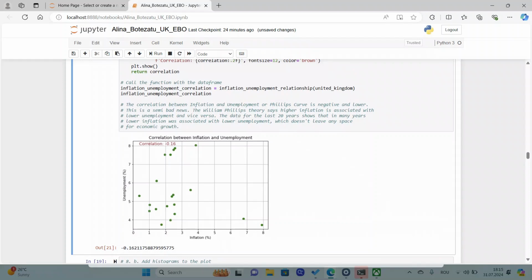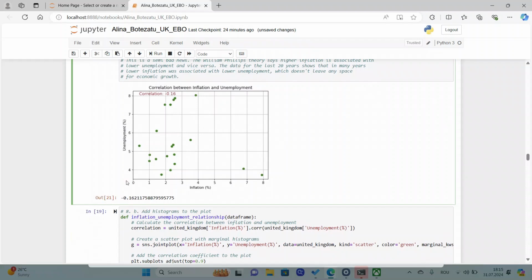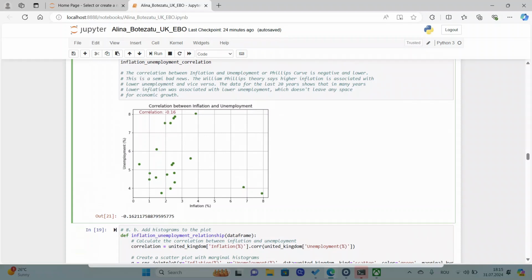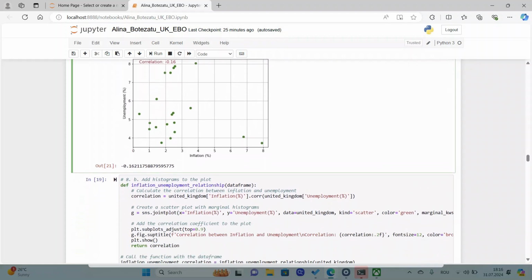The William Phillips theory says higher inflation is associated with lower unemployment and vice versa. The data for the last 20 years show that in many years lower inflation was associated with lower unemployment, which doesn't leave any space for economic growth. Here it shows that the correlation was low and negative. So basically it is good because it's negative, but it's low negative. So basically there is no influence. There's not much influence.